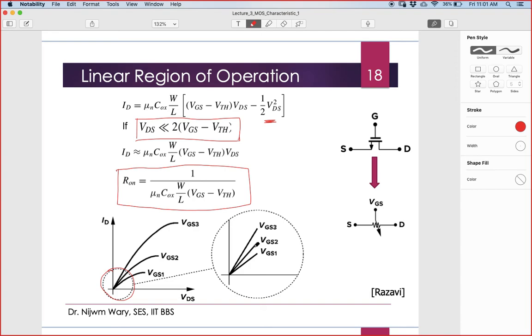Are you following this point? This point is useful. This concept, this approximation, is sometimes useful whenever we come to the situation when VDS is very small. Then this approximation is generally used.